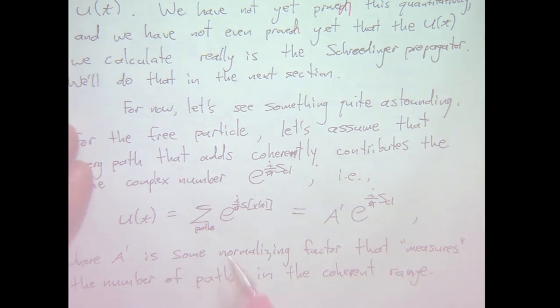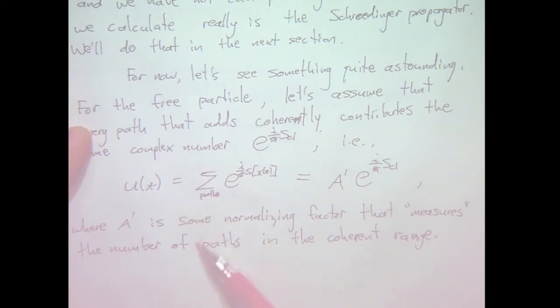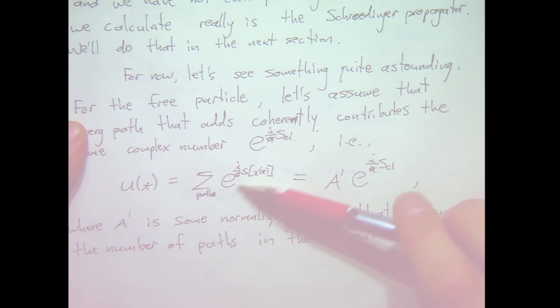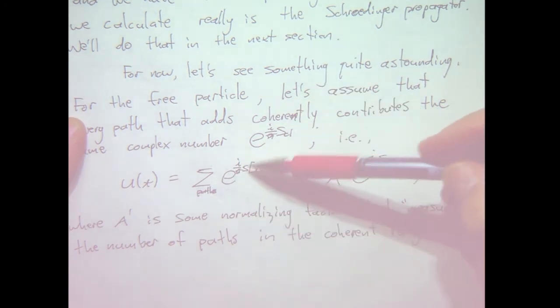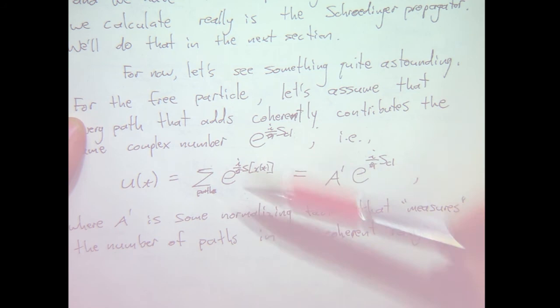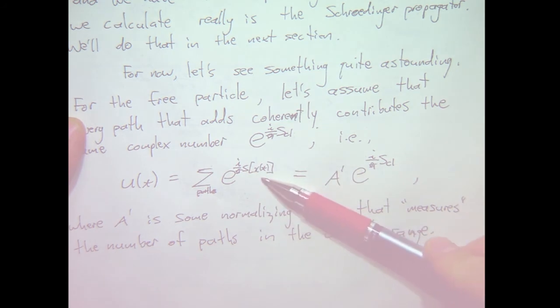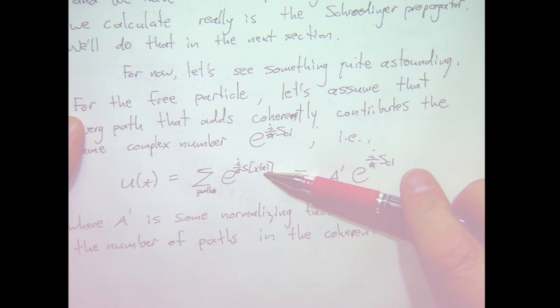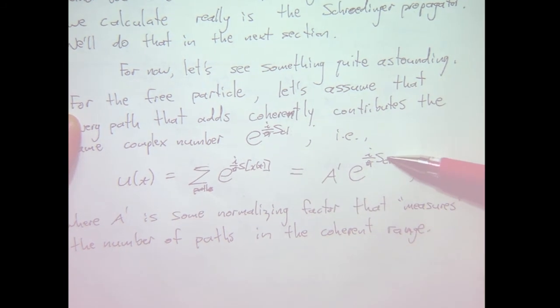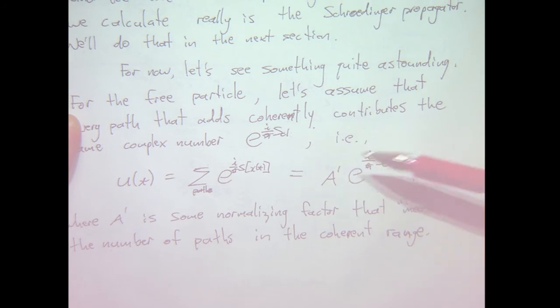We'll see. Right. So the propagator, according to the Feynman recipe, is just a sum over all paths of the complex number e to the i over h bar times the action of that path. But we replace the action of the different paths with a single action, the classical action. Okay? And then there's some normalization A prime.